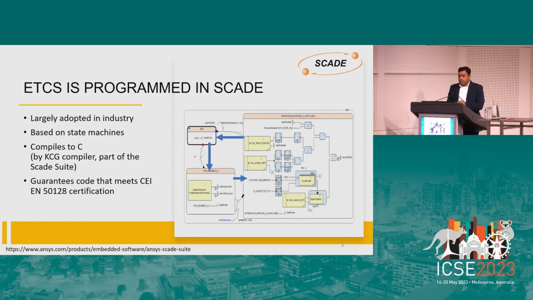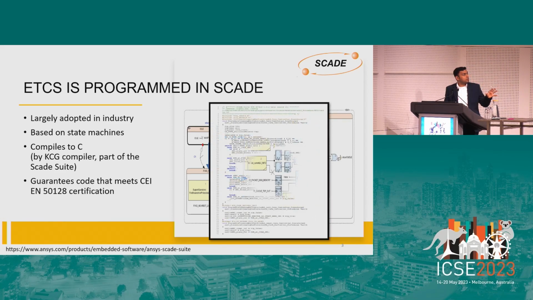SCADE automatically translates this state machine into equivalent code with the help of the KCG compiler, which is a core compilation toolchain of the SCADE suite. And this generated code guarantees compliance with the EN 50128 functional safety standard for the railway domain.